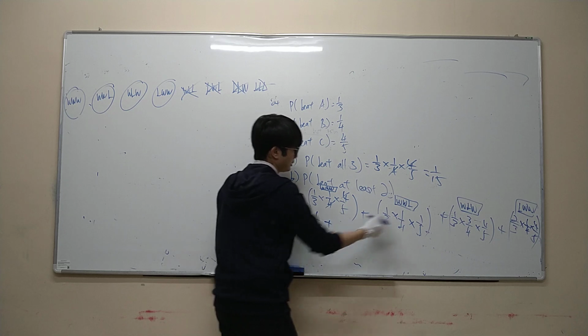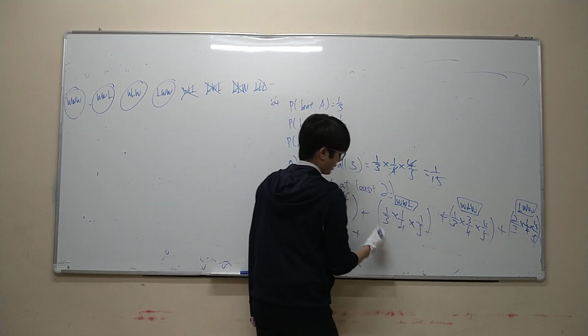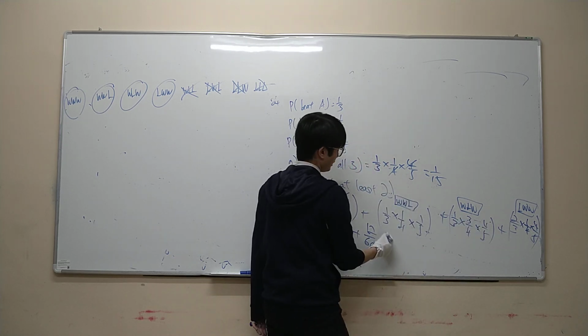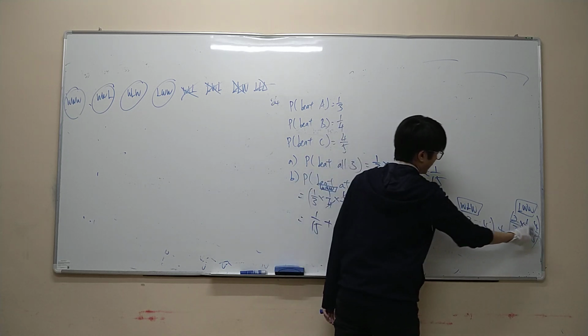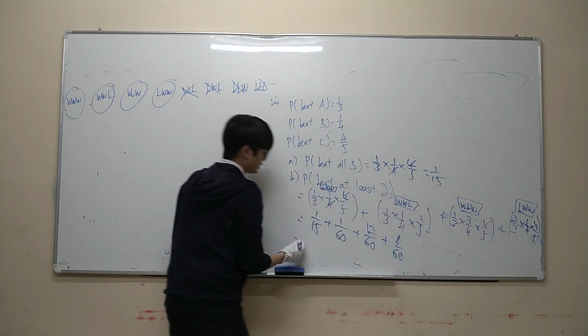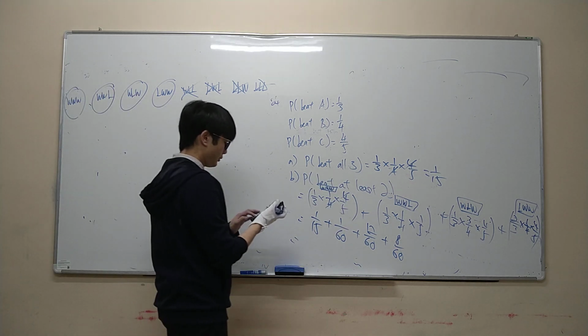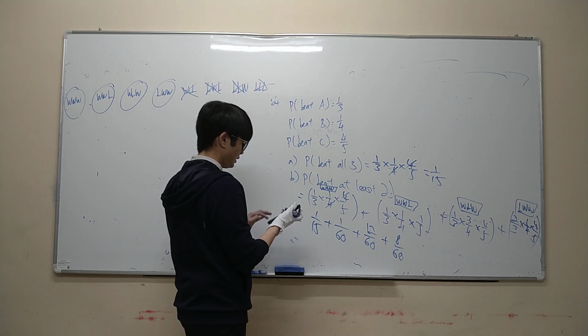Okay, so 1/60 for the win, win, lose case. This one is 12/60. Next one, 2 times 1 times 4 is 8, and 3 times 4 times 5 is 60. So just add all these numbers together and you get the answer: 1/15 plus 1/60 plus 12/60 plus 8/60.